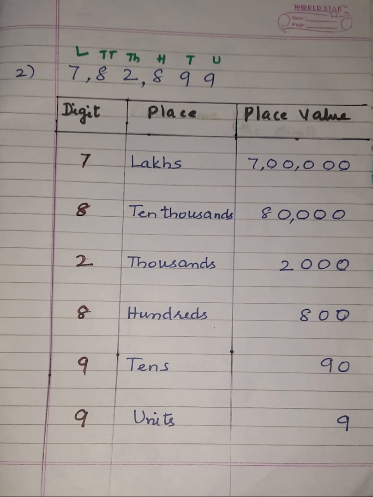Now the next digit is 8. Now this digit 8, in which place is it, children? It is in the hundreds place now. So in the place column, in front of digit 8, you will write hundreds.